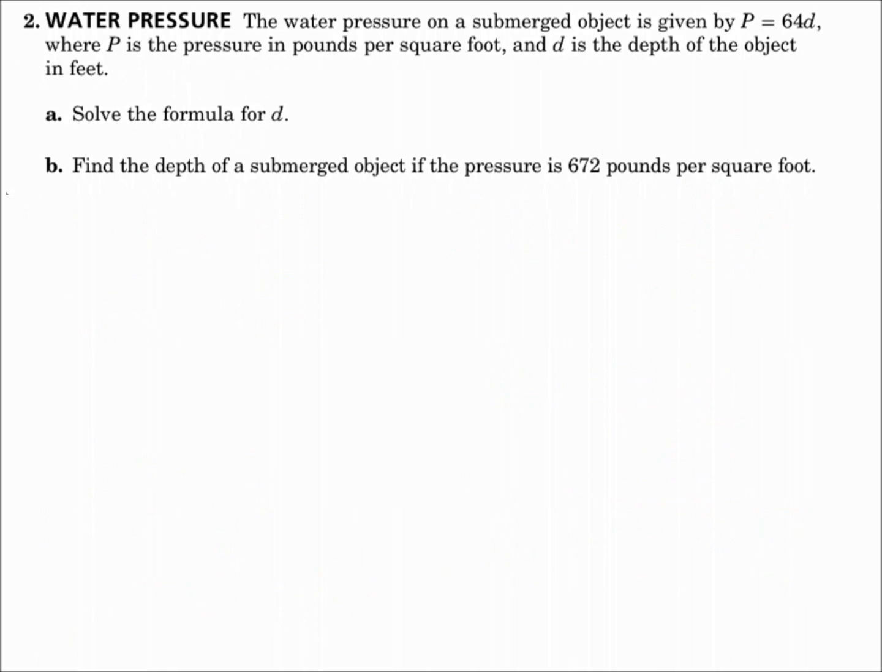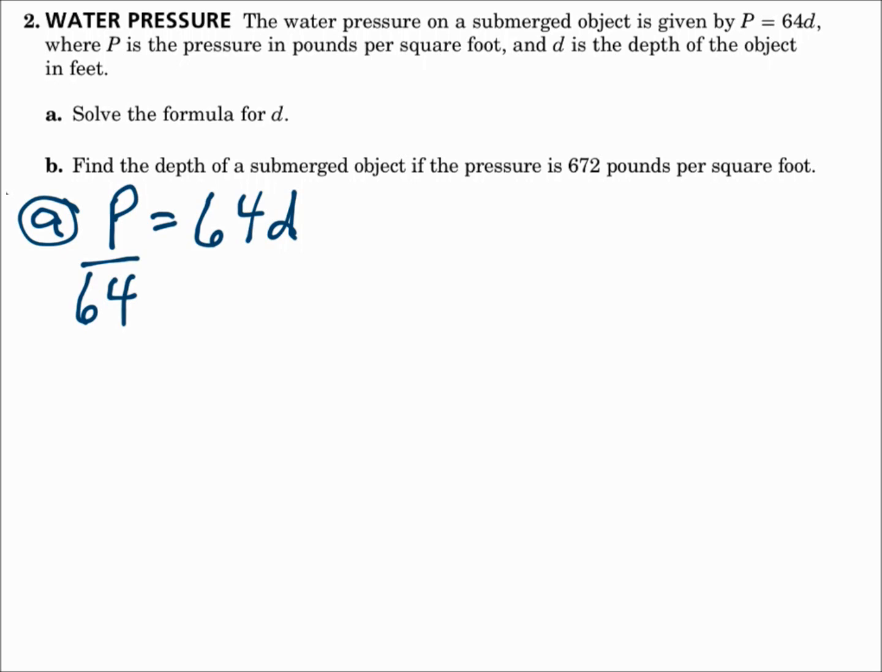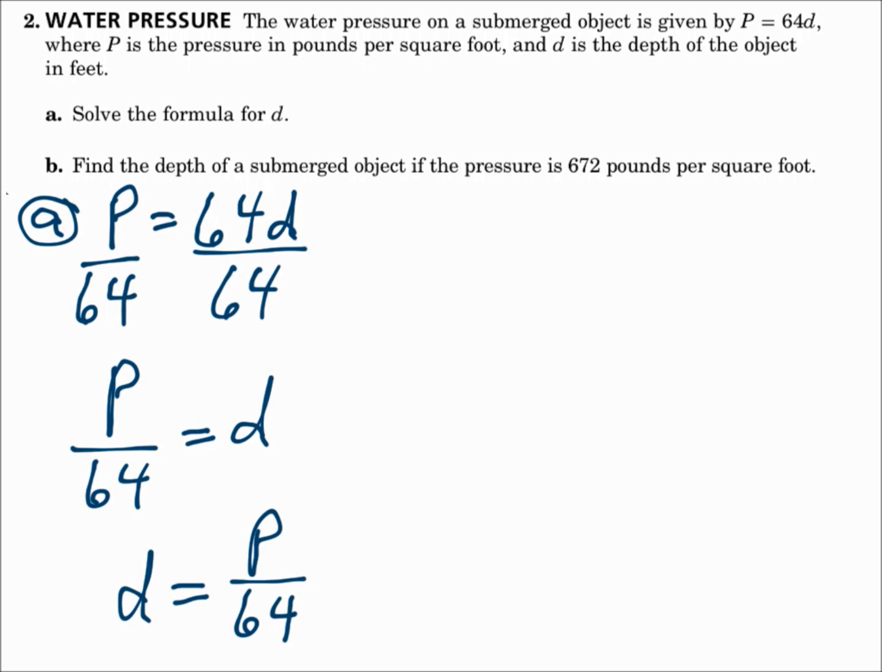Number 2. The water pressure of a submerged object is given by P equals 64D, where P is the pressure in pounds per square foot and D is the depth of the object in feet. A. Solve the formula for D. So, P equals 64D. What's over there with D? The 64. That's a 64 times D, so do the opposite and divide both sides by 64. 64 cancels on the right, giving you P over 64. And that's what D is. And you can rewrite it, D equals P over 64.